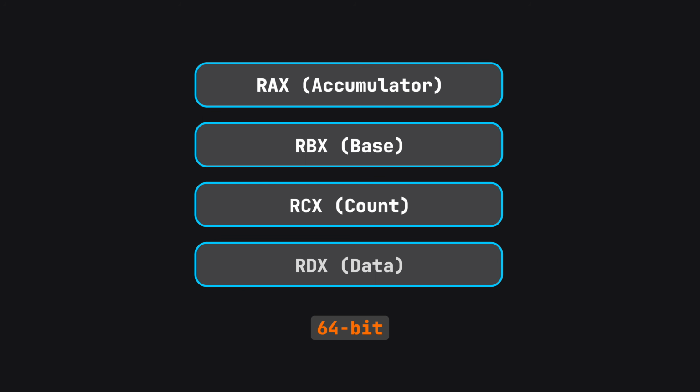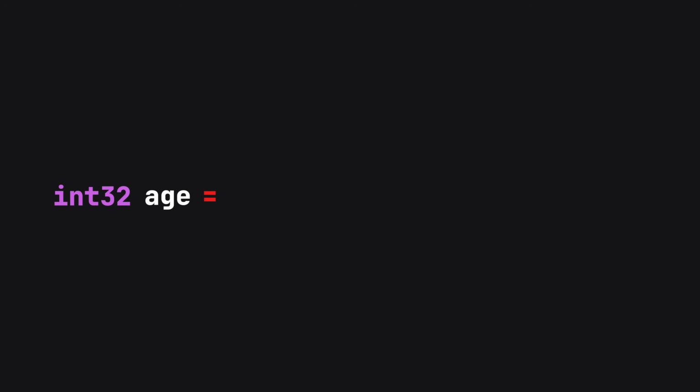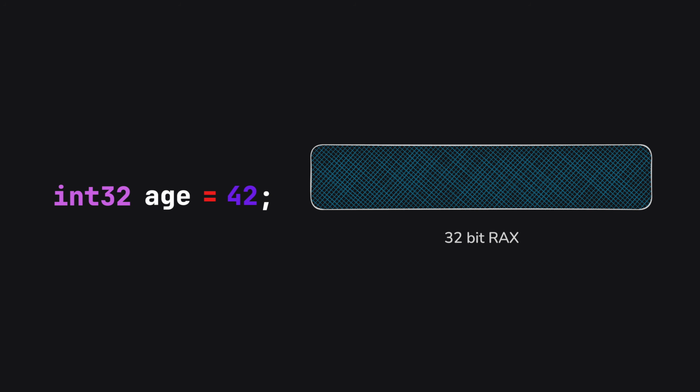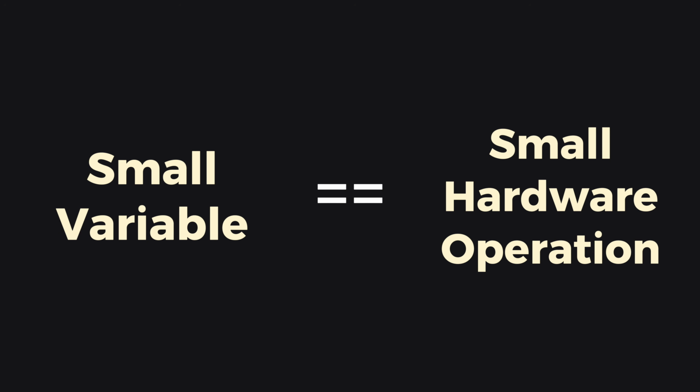But they have a nesting design. Inside RAX, we have EAX, which is the lower 32 bits. Then inside EAX, we have AX, which is the lower 16 bits. Then inside AX, we again have AL and AH, which are the lower 8 bits. It means that when we use int32 in our code, we are not using a smaller physical register. We are using the lower half of a 64-bit register. So the CPU is still working in 64-bit territory. It's just masking and interpreting part of it. That means smaller types don't automatically mean smaller hardware operations. We always work on 64-bit.